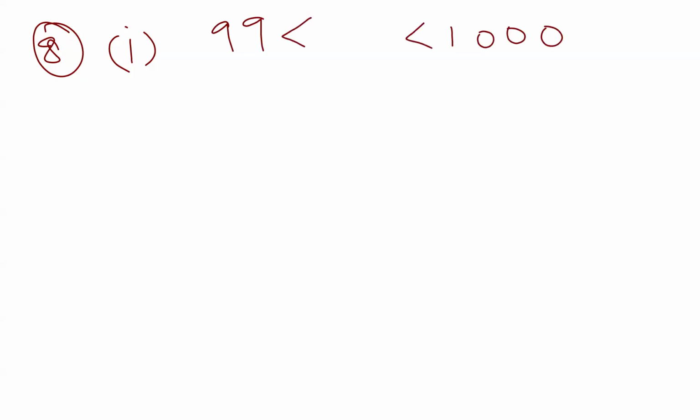Question number 8. Sub question 1. How many numbers between 99 and 1000, both excluding, can be formed such that every digit is either 3 or 7? See, now between 99 to 1000, whatever number is there, that is a 3-digit number. And 99 and 1000 both excluding. We cannot include those numbers. So we have to frame a 3-digit number.